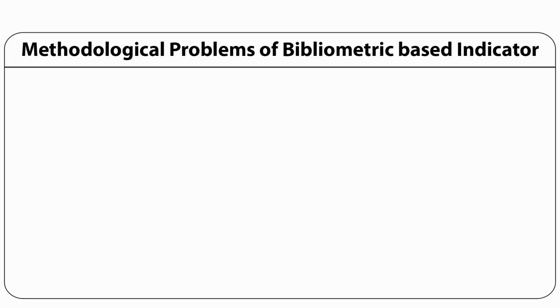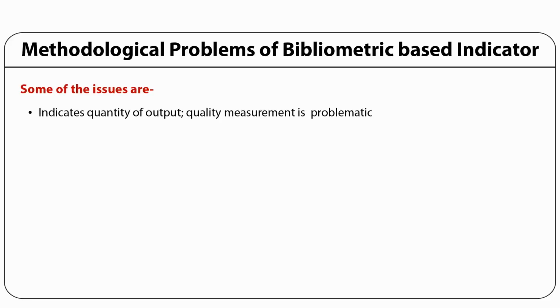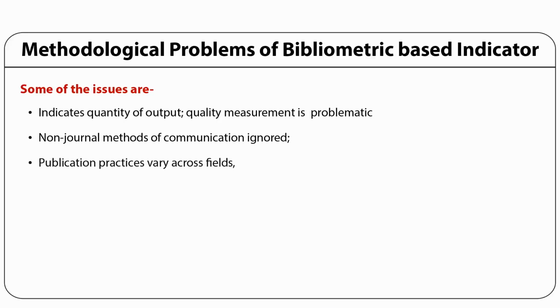By this proper understanding of the methodological problems, the indicators that we construct will be more reliable, robust, and acceptable. Some of the issues of bibliometric indicators are that they indicate quantity of output; quality measurement is problematic. Non-journal methods of communication are ignored. Publication practices vary across fields, which we must take care of while applying these indicators.